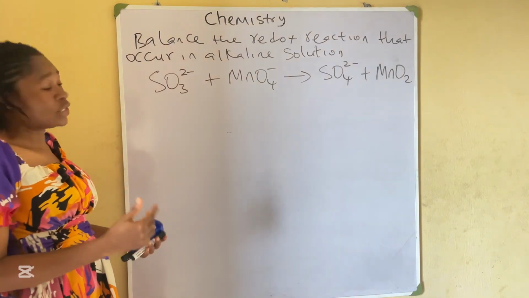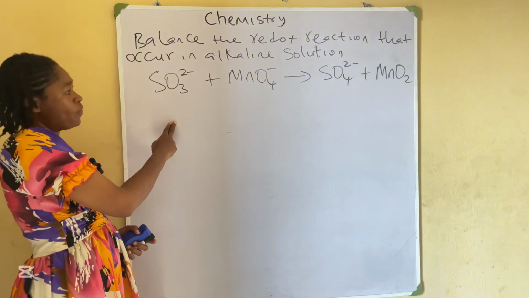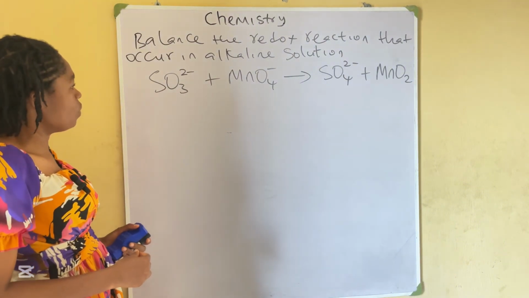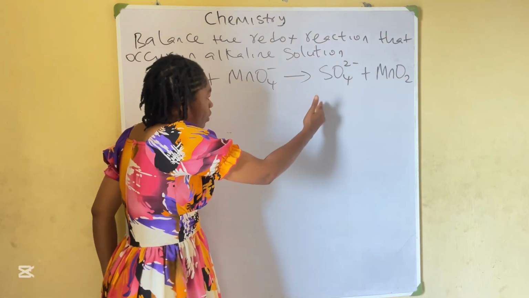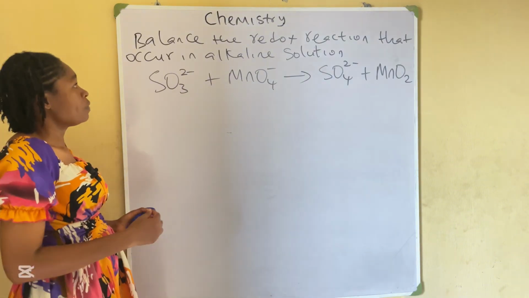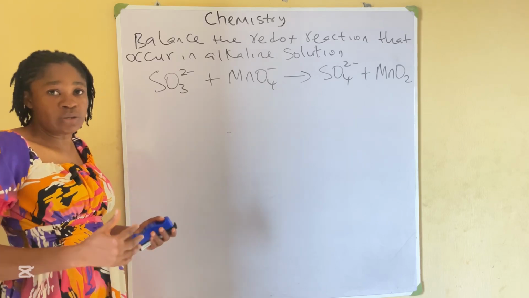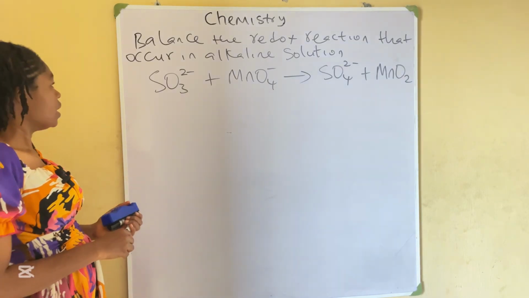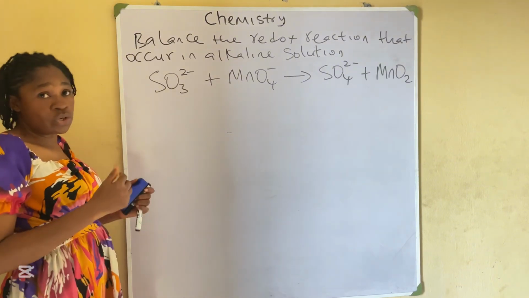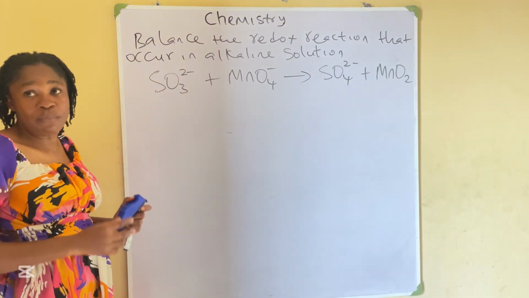Balance the redox reaction that occurs in alkaline solution: trioxosulfate(IV) ion reacting with the tetraoxomanganate(VII) ion to give tetraoxosulfate(VI) ion plus manganese(IV) oxide. First of all, we're going to split this equation into 2 half reactions, one for oxidation and the other for reduction. Which one should be for reduction? We're going to look at the oxidation numbers. I did a video on an easy way to calculate oxidation number; that video will help you a lot.